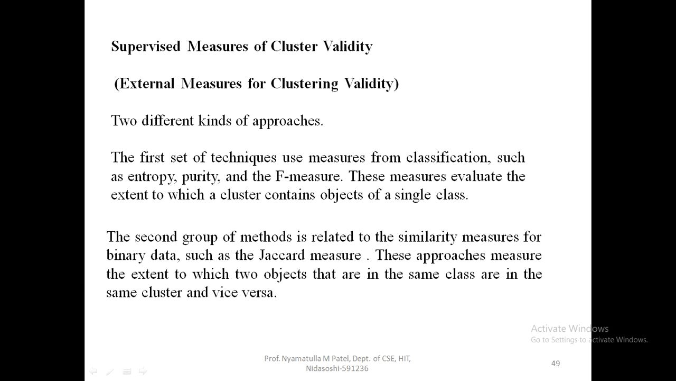The second group of methods is related to similarity measures for binary data, that is, the Jaccard measure. If you are dealing with binary data of 0 and 1, then one of the external measures is the Jaccard measure. These approaches measure the extent to which 2 objects are in the same class, are in the same cluster, and vice versa. Okay, so entropy, purity and F measure.